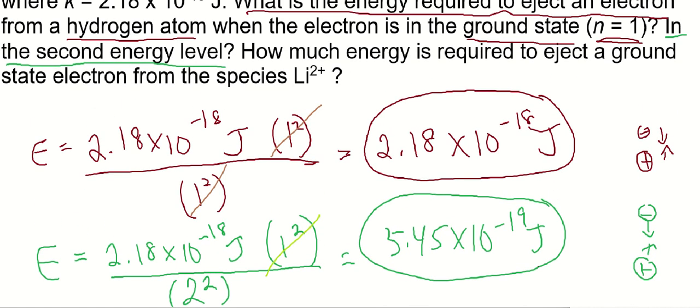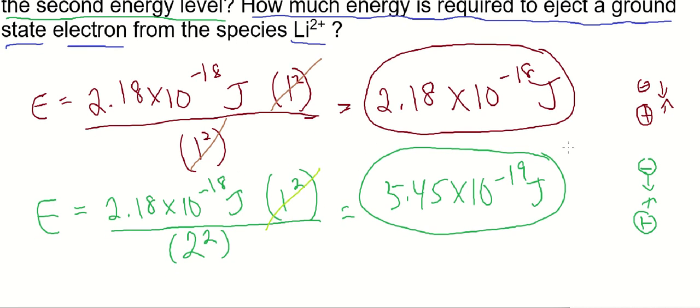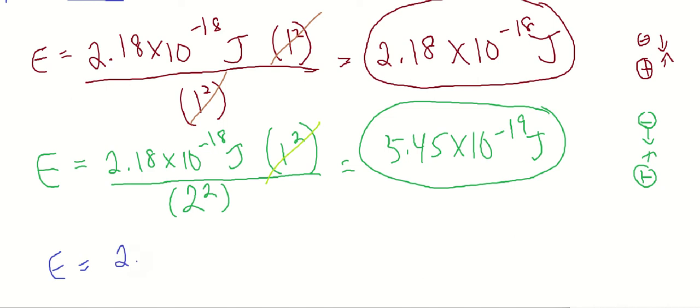Final scenario. How much energy is required to eject a ground state electron from a lithium 2 plus ion? The reason why they're doing this is because Bohr's model only works for systems or atoms with 1 electron. It can be Li 2 plus, helium 1 plus, any atom, but its limitation is that Bohr's model only works with atoms with 1 electron. The constant is 2.18 times 10 to the negative 18 joules.